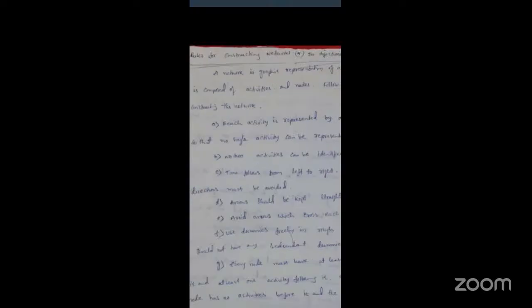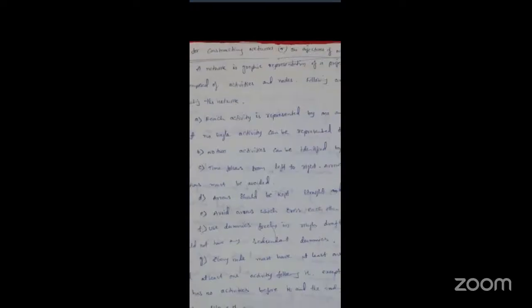Each activity is represented by one and only one arrow, so that no single activity can be represented twice in the network. So we cannot take more than one arrow mark between two nodes. It can be represented only with a single arrow mark. Second, no two activities can be identified by the same end events. It means one end event cannot be connected with two arrow marks.